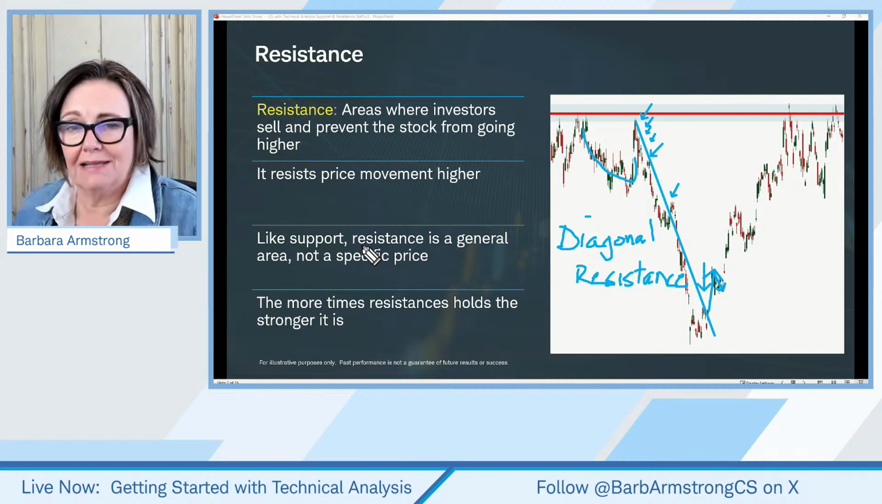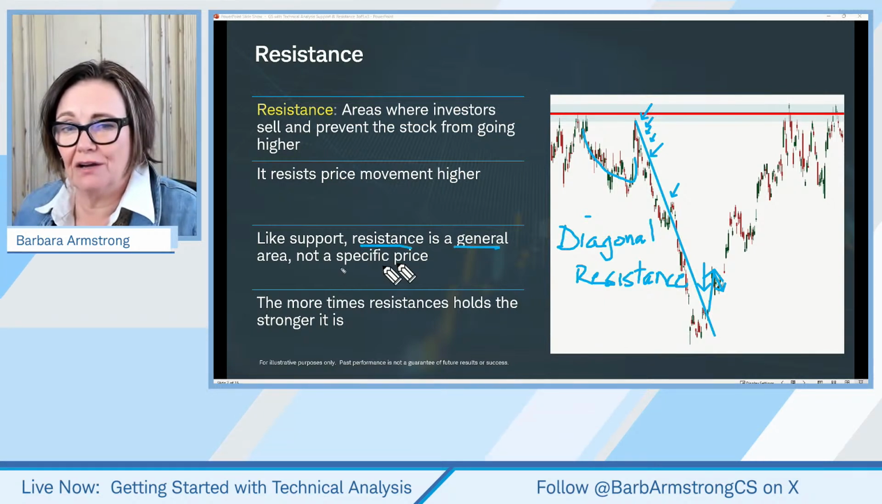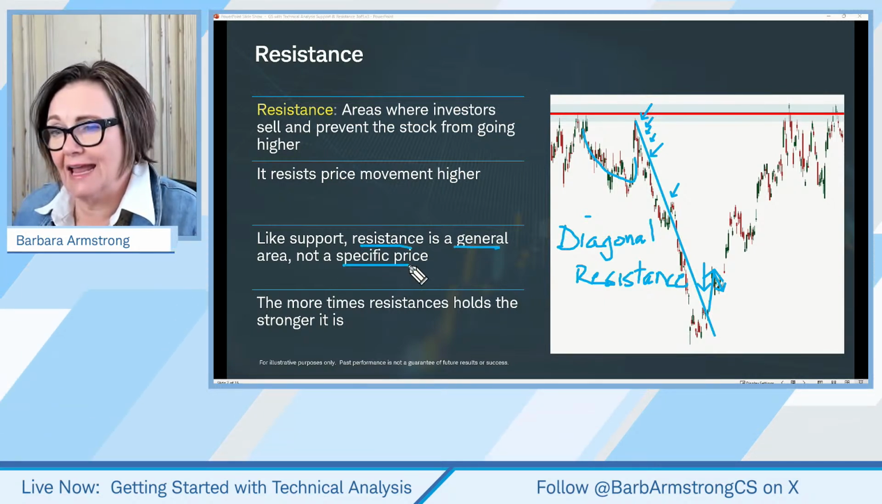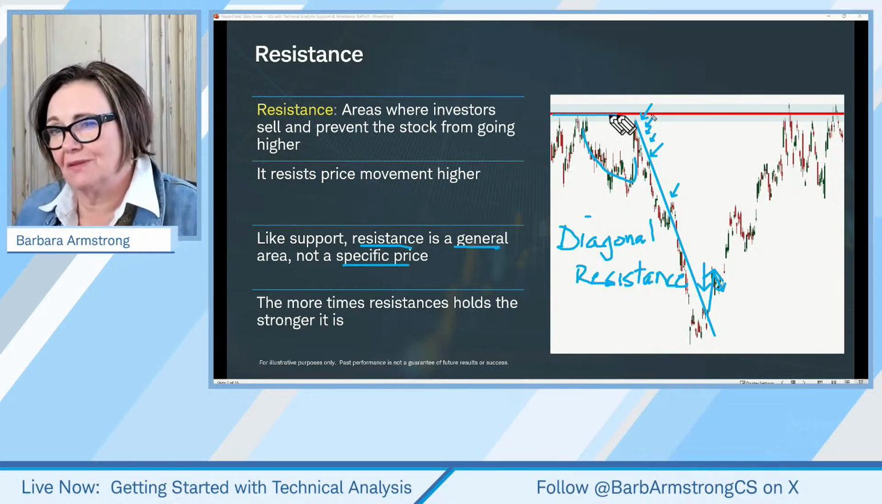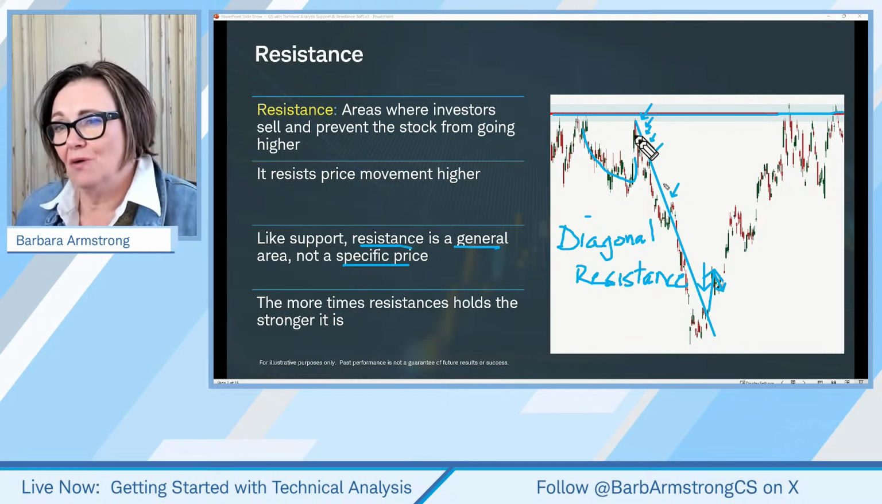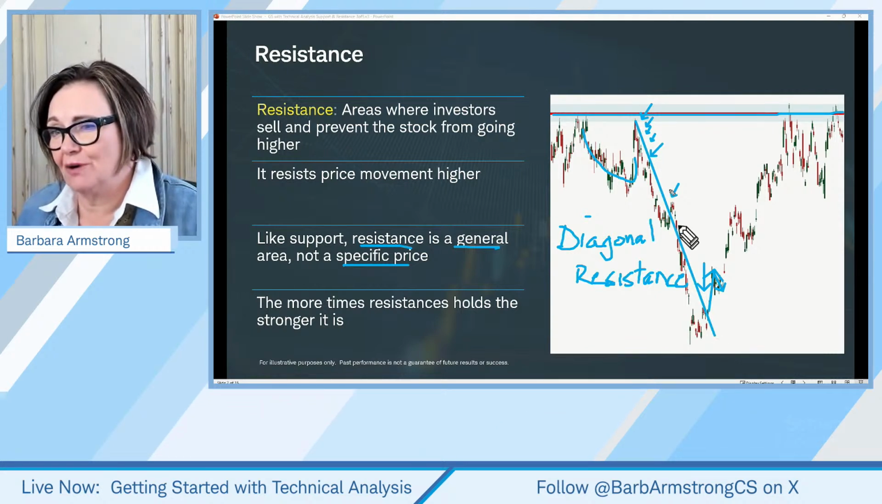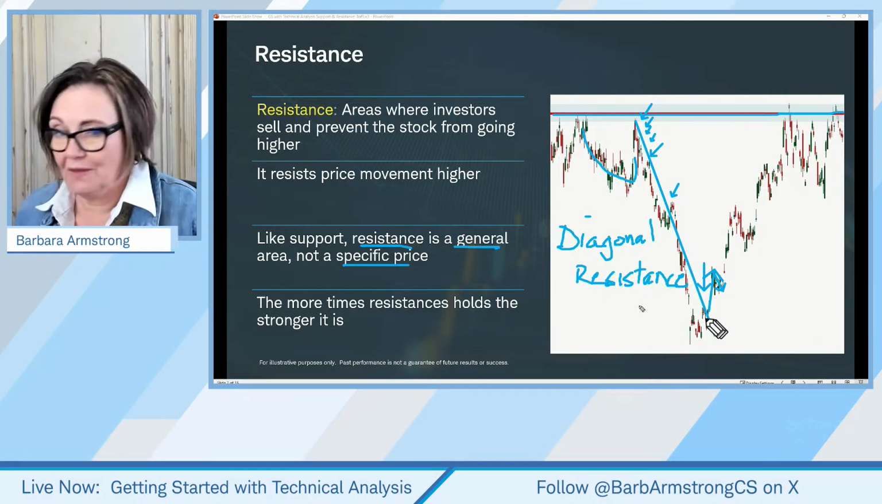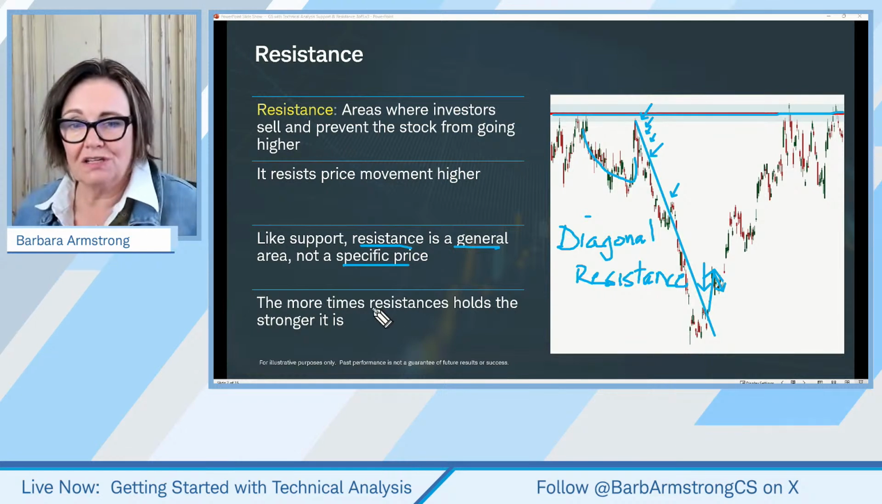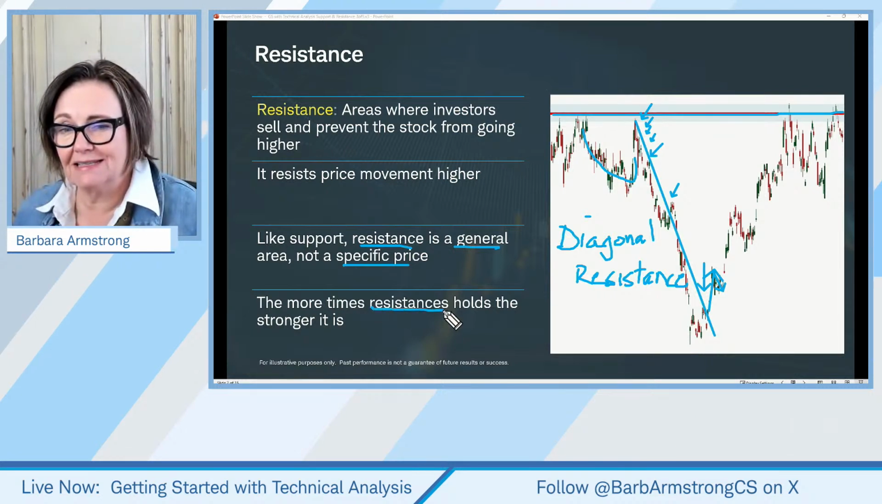Like I said earlier, it's a general area and not necessarily a specific price. That makes more sense when we're talking about something horizontal. But when you have a diagonal resistance breakout, this diagonal resistance line continues to fall. And the more times you hit this resistance level and it holds, the stronger it is.